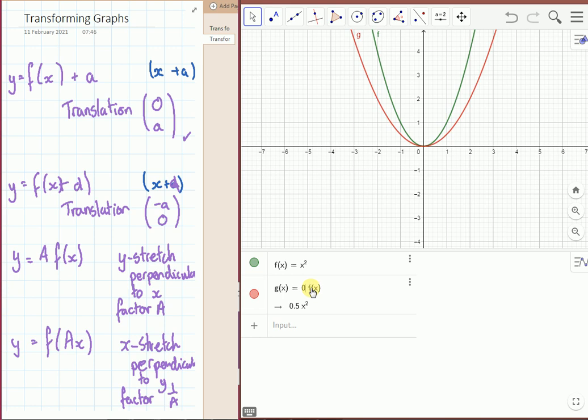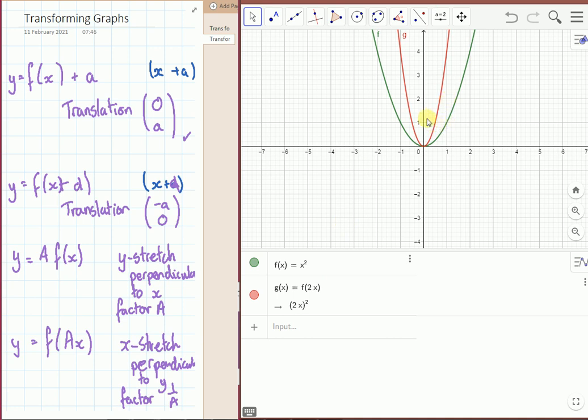If I do a 2 in the y direction, everything gets steeper. All the y values are multiplied by 2. And what happens when we do the stretch with 2x? With 2x, it's stretched in this way by 2.